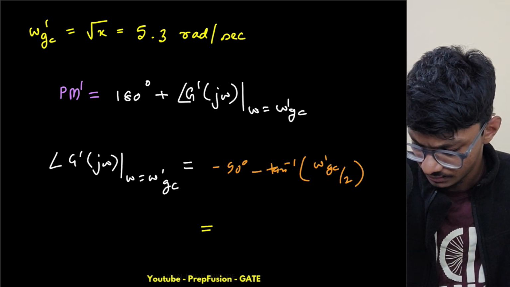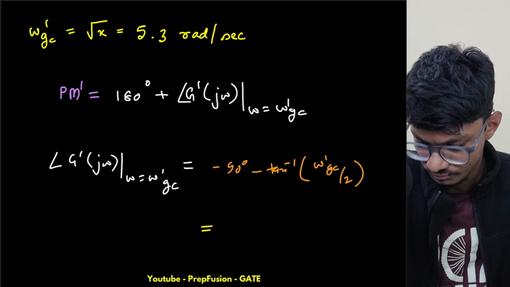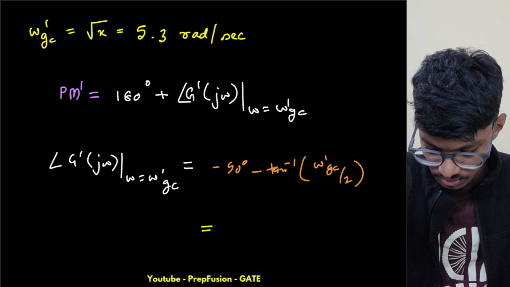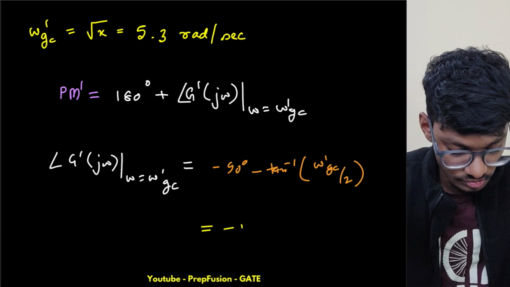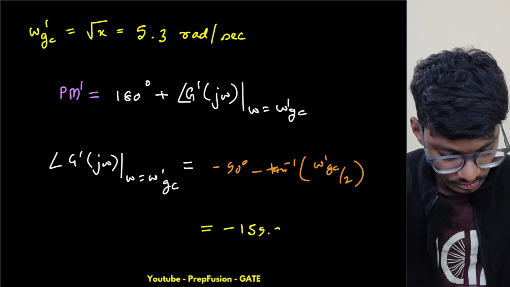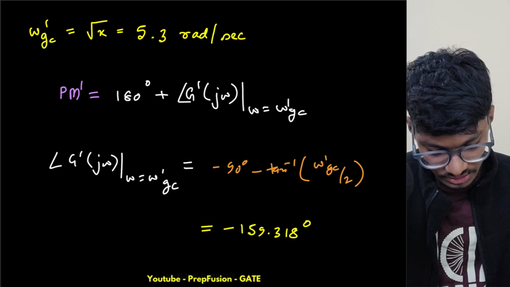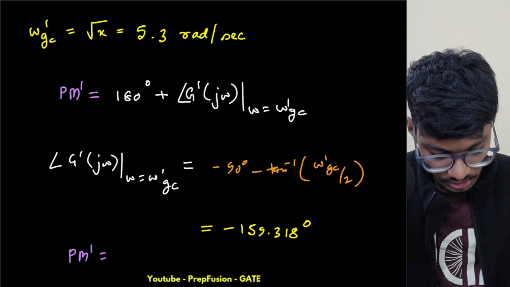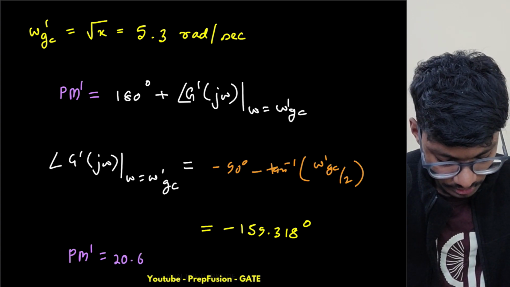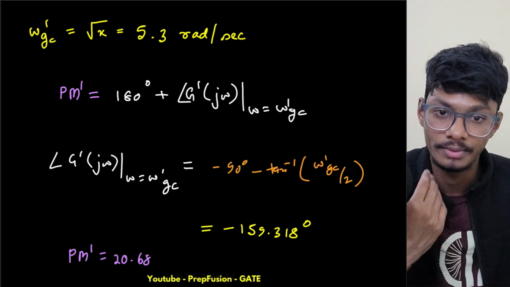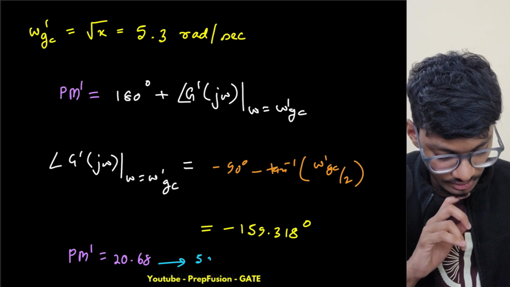Tan inverse, oh no, minus 90, I made some mistake in the calculator. So this will be minus 159.318 degrees. Now what is the phase margin of the uncompensated system? It is around 20.68, which is obviously less. Obviously we have to make it more. The phase margin is less, we have to make it 50 degrees at least.